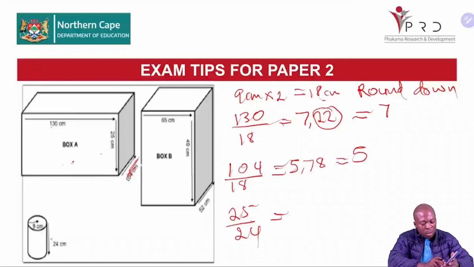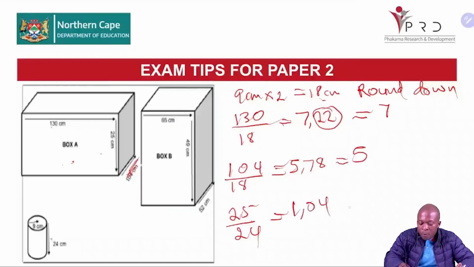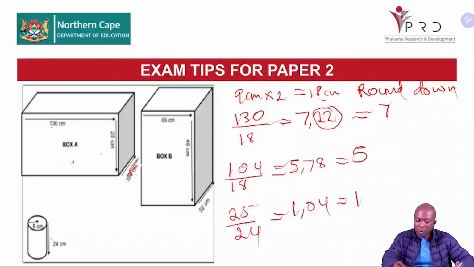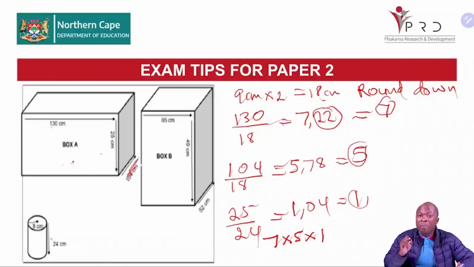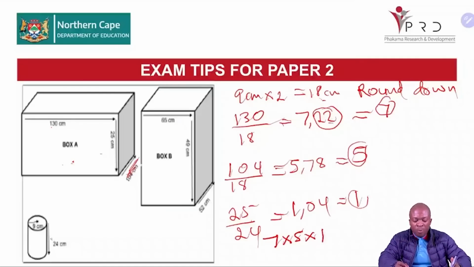Then the last one is what? 25 divided by 24. So that will give us 1.04. So we are going to pack only 1. Now, do you see you have got the numbers 7, 5, and 1. What you do, you will now write 7 times 5 times 1. You are not plusing, you are multiplying. You must say 7 times 5 times 1. So you go and press, not the ones with the decimals.